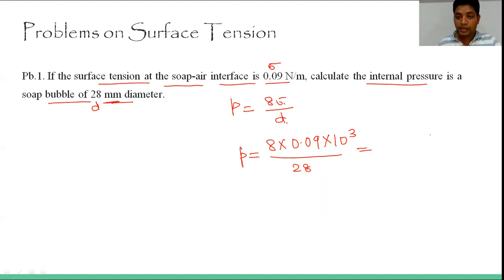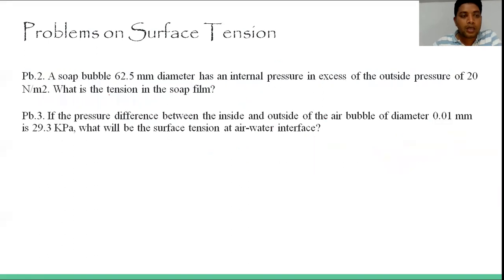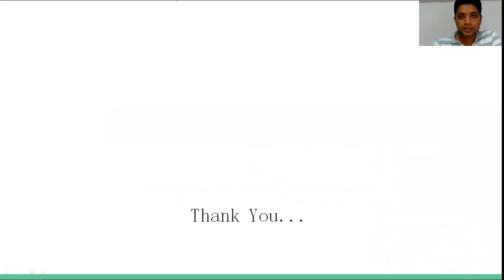So the value I am getting is 25.71 Newton per meter square. Okay, so this is basically the internal pressure that is generated if the surface tension is 0.09 and the diameter is 28 mm. Okay, these are the two numerical problems; you should treat them as homework. Okay, and thank you so much guys for this session.